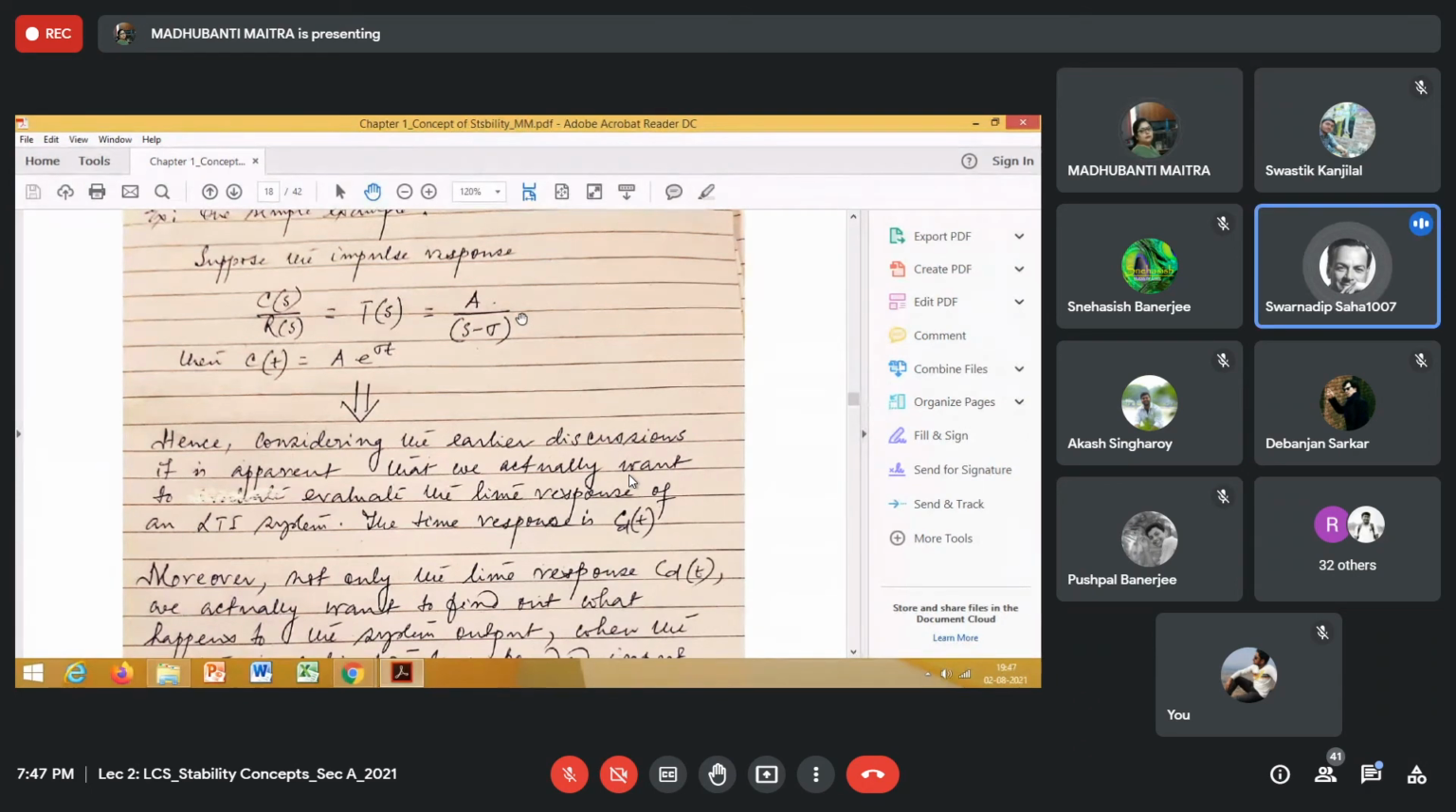Ma'am, my mic is not working properly. Can you please repeat what we have to do? Suppose the closed loop transfer function is given as A by (s minus sigma) whole square. That means two roots are there at s equal to sigma, right? Find out c(t) where r(s) is unit impulse.